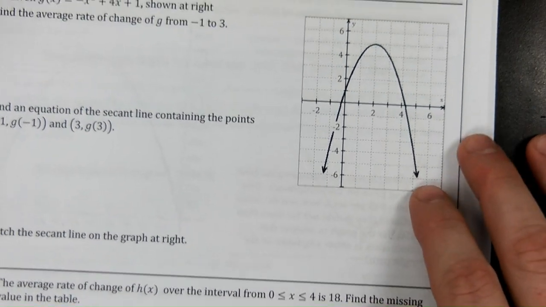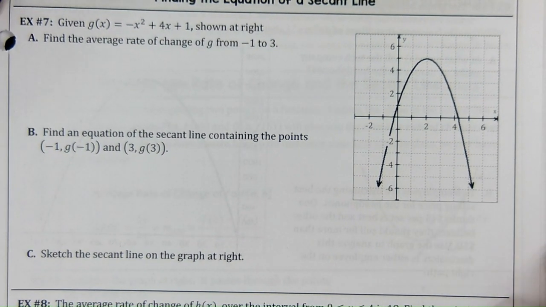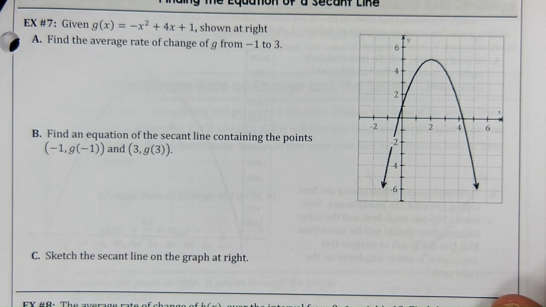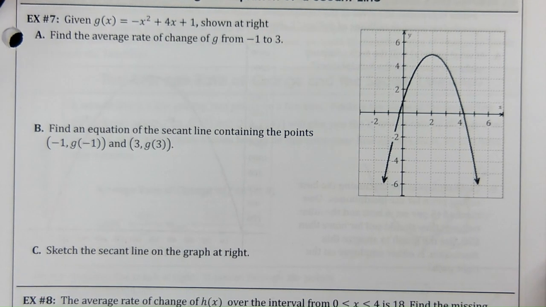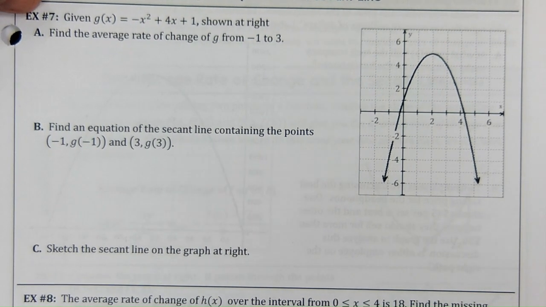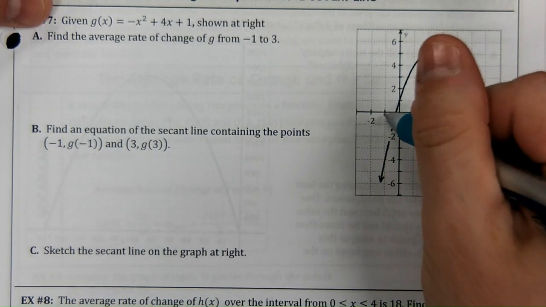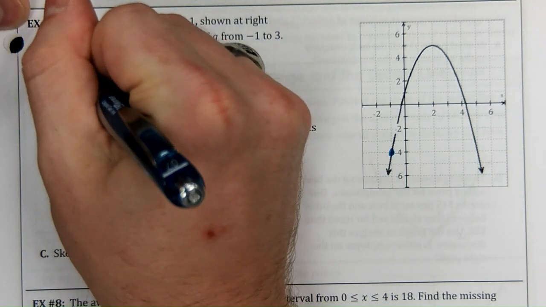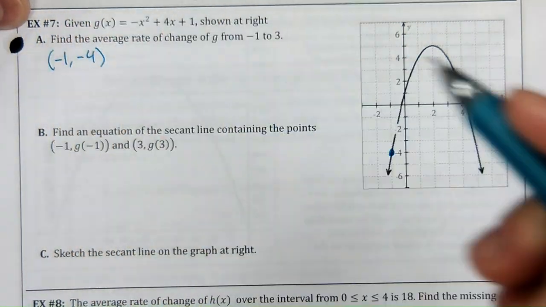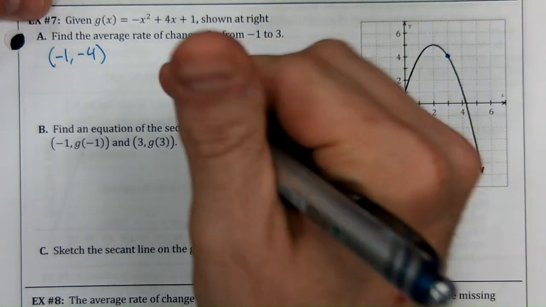Here we have a quadratic. It says find the average rate of change from -1 to 3. So let's grab the coordinates. X equals -1 gets me this coordinate right here, -1 comma -4. And 3 is here, so 3 comma 4.